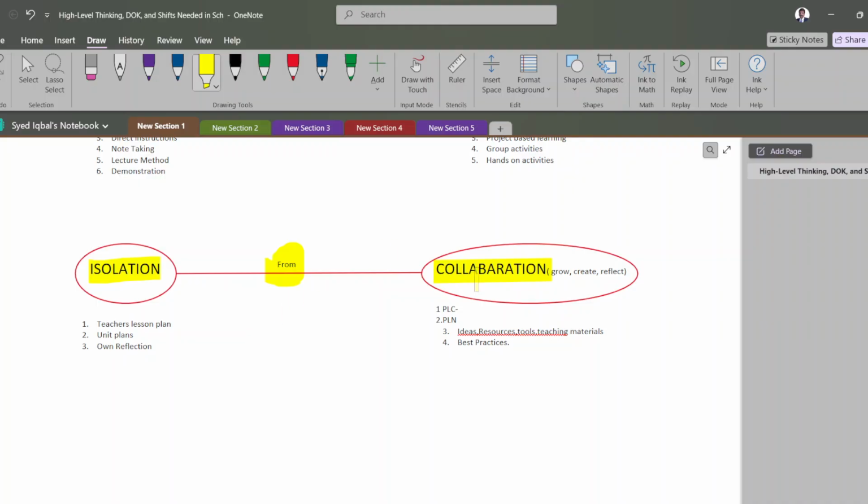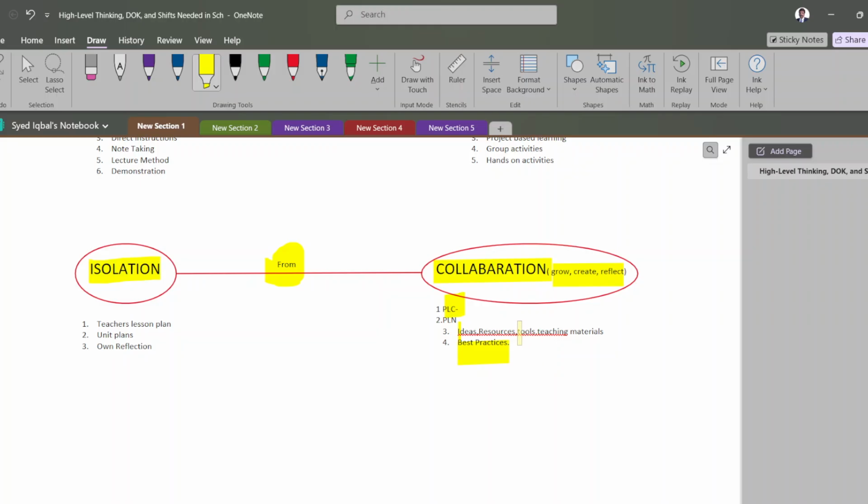That means you have to be a member of a PLC, Professional Learning Community, or Professional Learning Networks. What will happen if you are a member of a professional learning community? Then you will come to know what other teachers are doing, what I am doing, what I am not doing. They can share best practices.